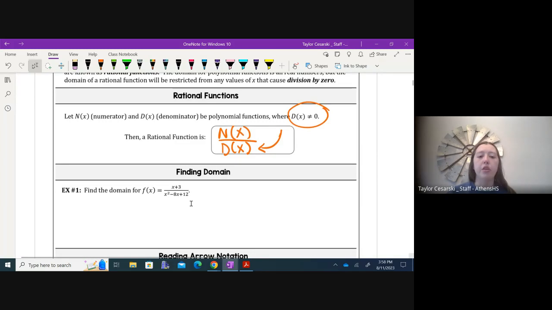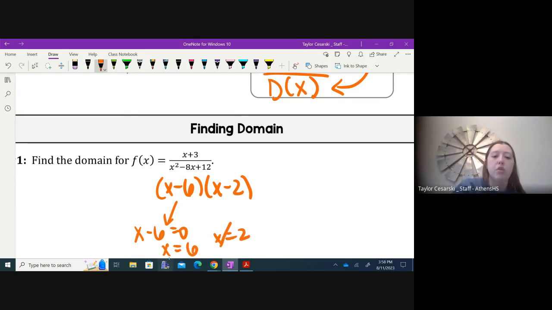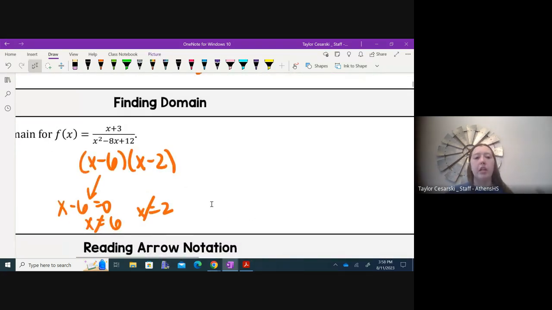When we're asked to find the domain of a function, the first thing we want to do is factor this. So this is going to be x minus 6, x minus 2. I know that the denominator cannot equal 0. So if I set that equal to 0, I get x equals 6 and x equals 2. Those are the two things that x cannot equal. We'll talk in a minute about how those are actually vertical asymptotes, but for now we just know they're restricted from your domain. So we want to go from negative infinity to positive infinity, but we don't want to include 2 or 6, because if x equals 2 or 6, then my denominator equals 0, and I can't divide by 0.